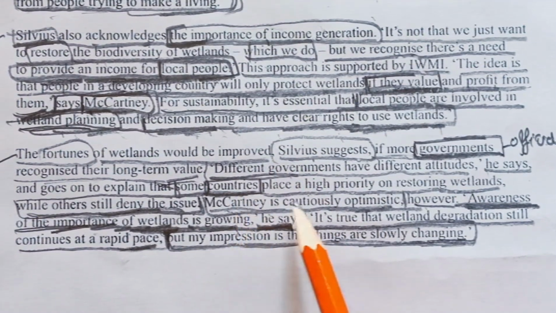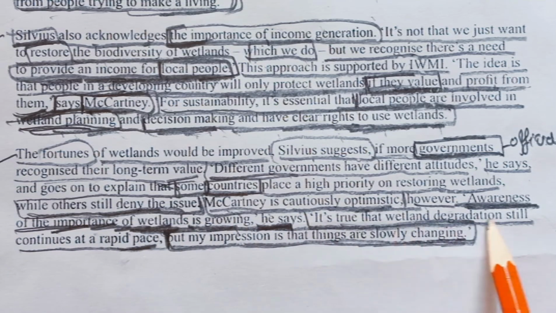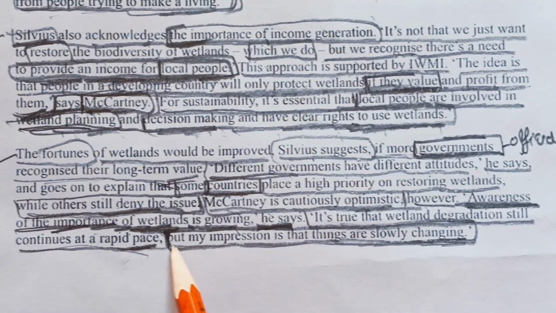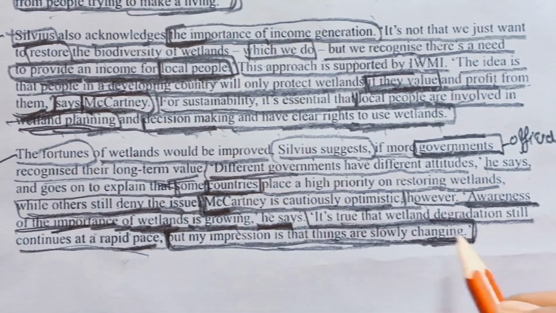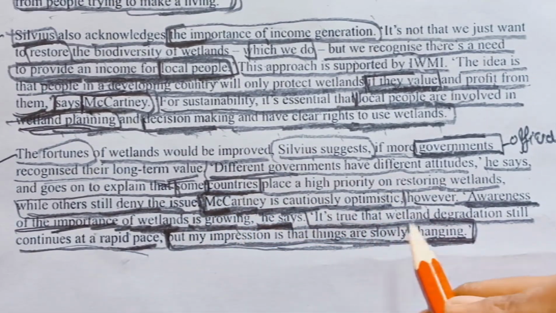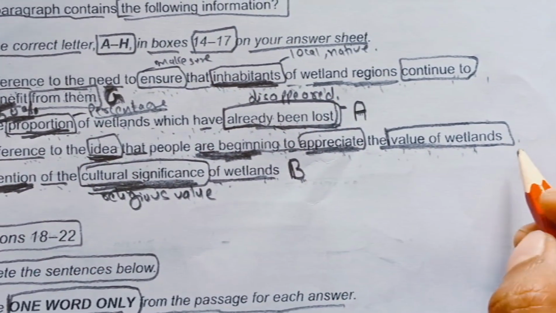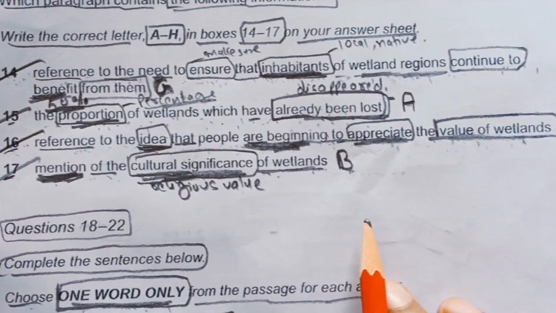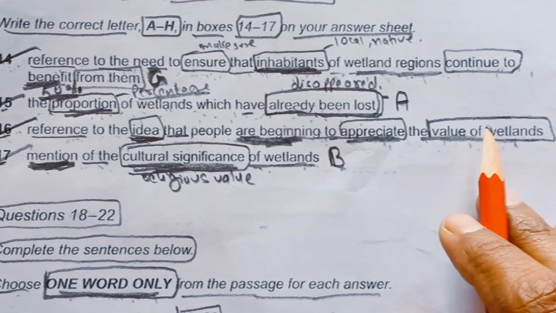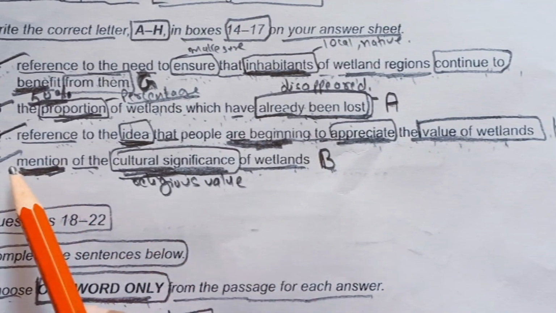McCartney is cautiously optimistic. However, awareness of the importance of wetlands is growing, he says. It is true that wetlands degradation still continues at a rapid speed, but my impression is that things are slowly changing. So from these three lines we are getting our answer. We will write H, the last paragraph, in front of 16 in our answer sheet.